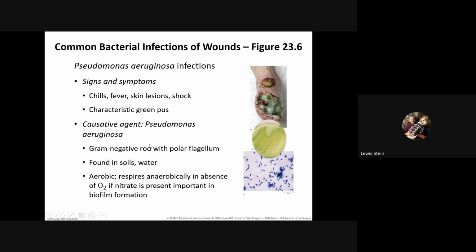Green pus, gram-negative rod. It has the single polar flagellum. That's the idea. Everywhere.